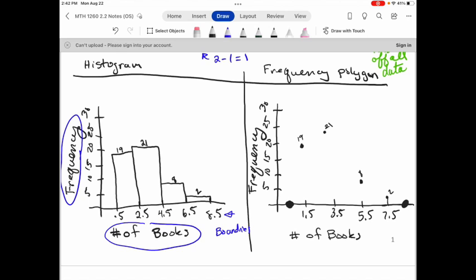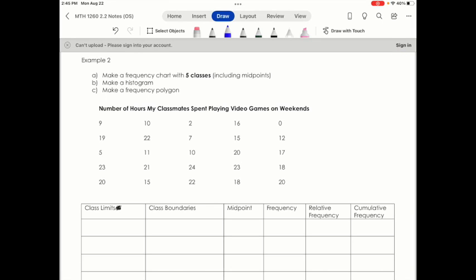Once we make all the points, I'm going to start on the x-axis and I'm just going to connect the dots. So that's what your frequency polygon looks like.